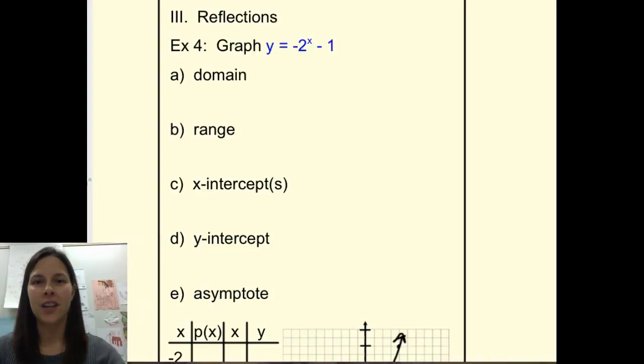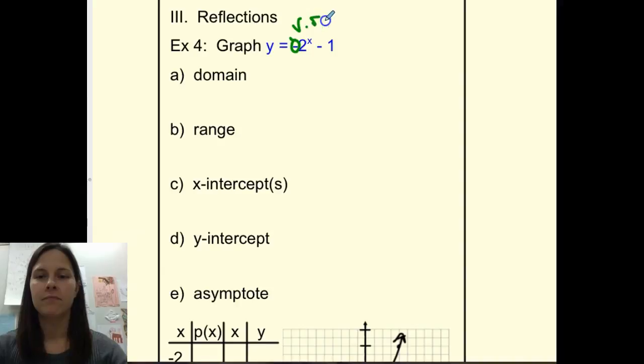Next, we're going to take a look at how reflections impact the graph of an exponential function. Our first example, we not only have a vertical reflection, we also have a shift down 1. Domain is still all real numbers.